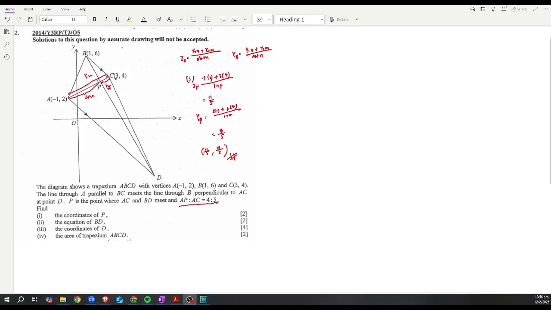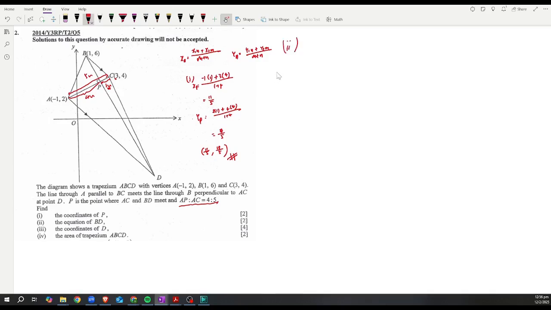In part 2, we're supposed to solve for the equation of BD. So BD is a straight line. To solve for the equation of a straight line, normally the information that you require is the gradient of the line, as well as the coordinates of any point on the line. On BD, we just found out from part 1 the coordinates of P, which is 11 over 5, comma 18 over 5, and P exists on BD, so that's our point. So now we need the gradient of line BD.